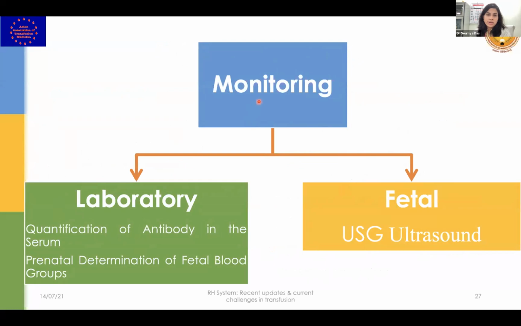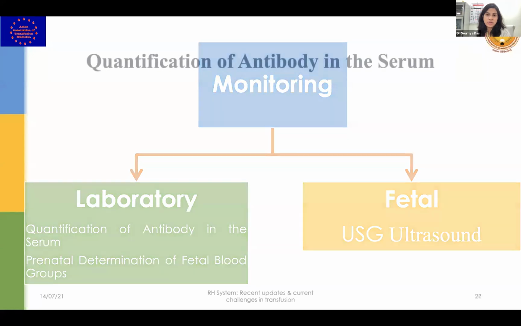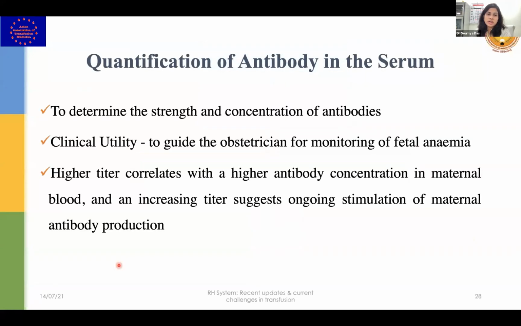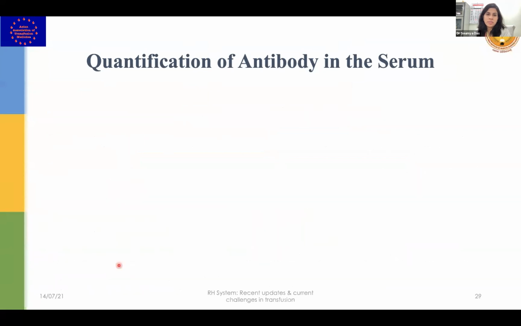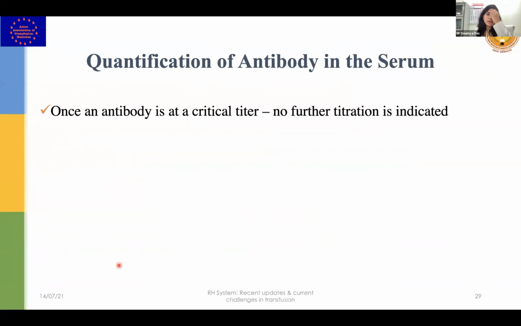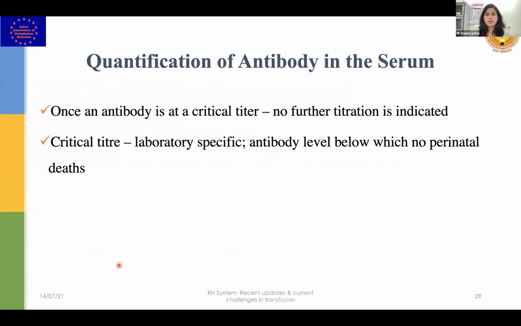Now coming to the monitoring, we need to quantify the antibody and do perinatal determination of the fetal blood groups, which is a major new update in this field. Quantification determines the strength and the concentration of the antibodies, and it helps the obstetrician to monitor the fetal anemia. Now, a rising titer of 2 tubes or a critical score of more than 10 is considered a significant change, and we need to monitor them accordingly. And once the critical titer has been reached, no further titration is needed.